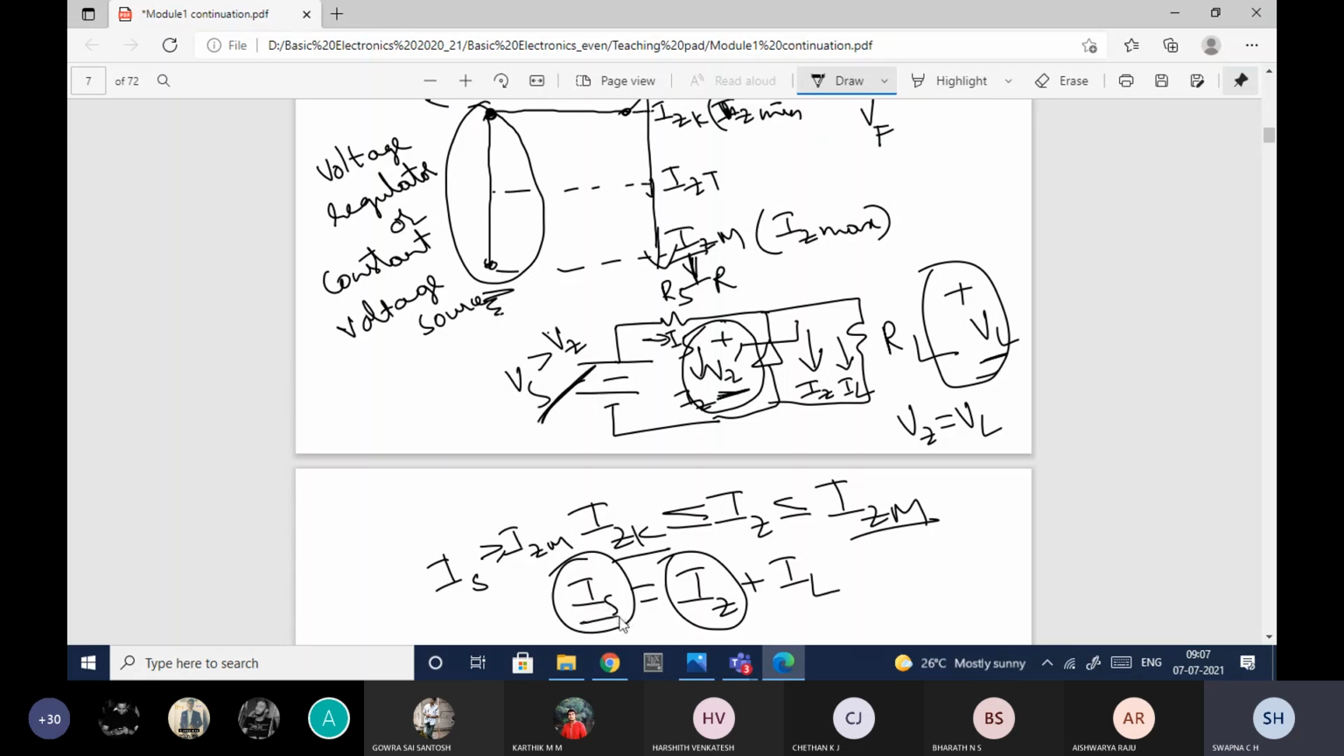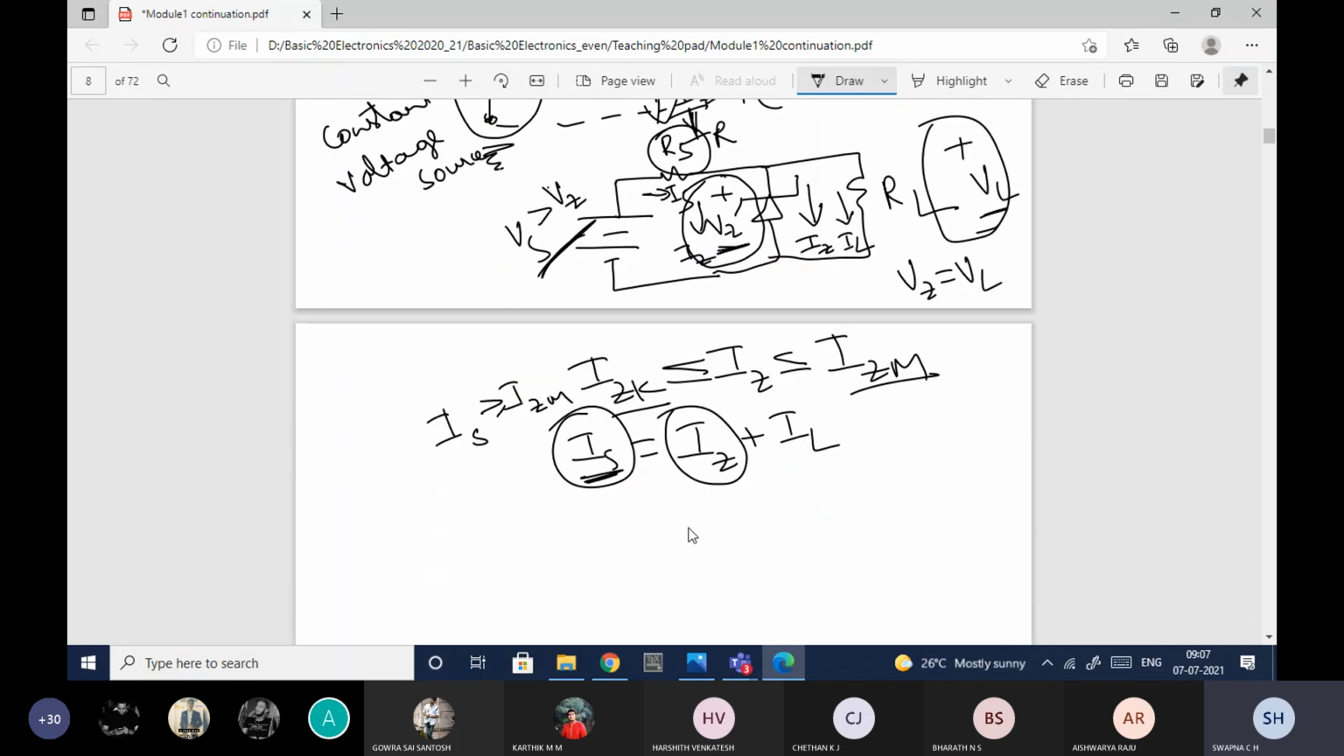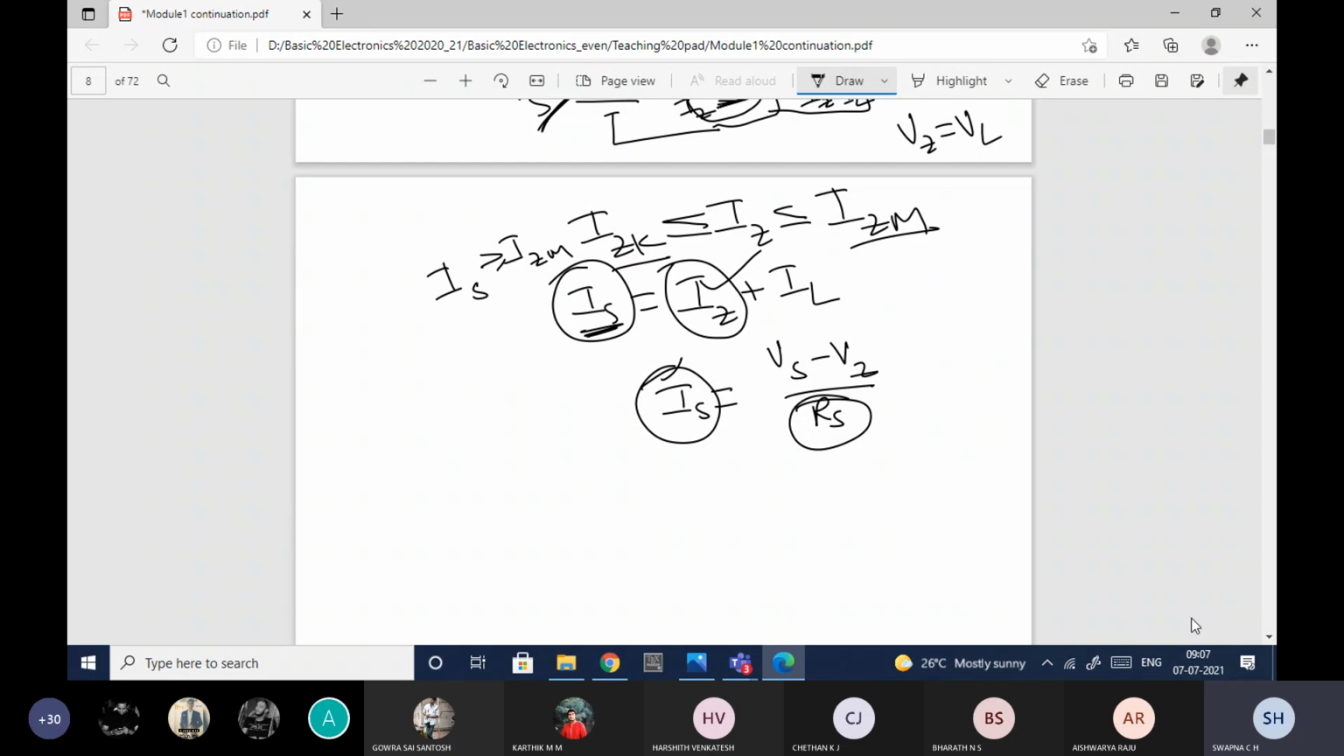This IS is controlled by RS, because if you apply KVL, IS will be equal to (VS minus VZ) divided by RS. By varying RS, you can control IS, and by controlling IS, you control the current through the Zener diode. This is how the Zener diode can be used as a voltage regulator. This we have also seen, and we had started with one problem. We'll do the other problem now. So note down the question.